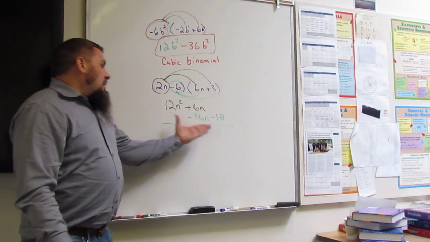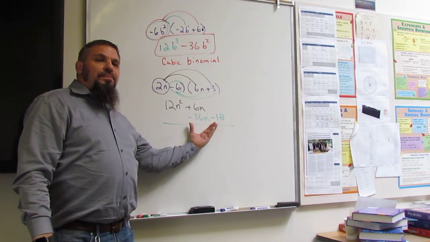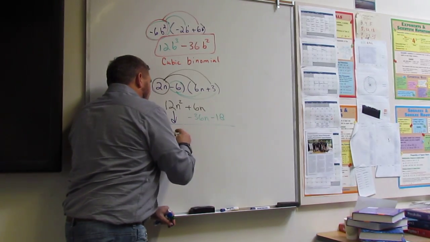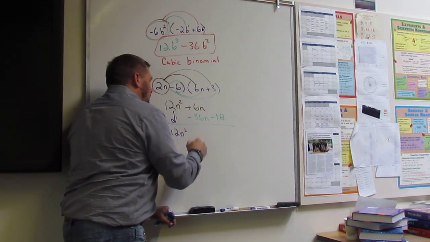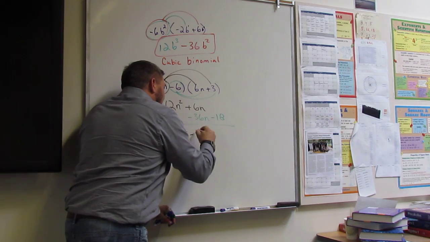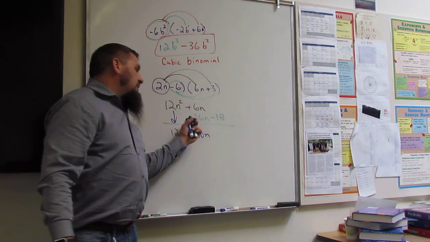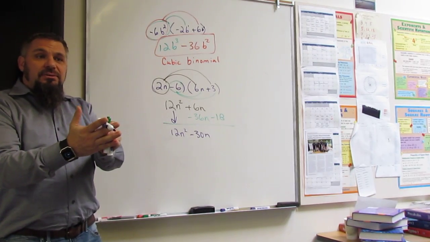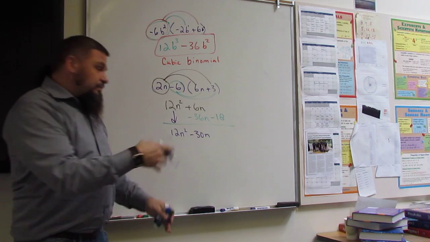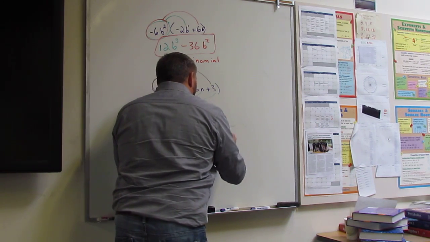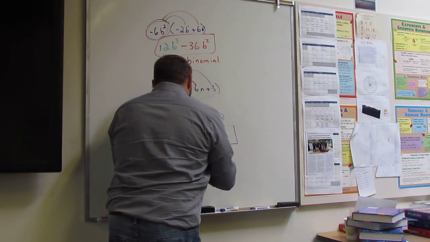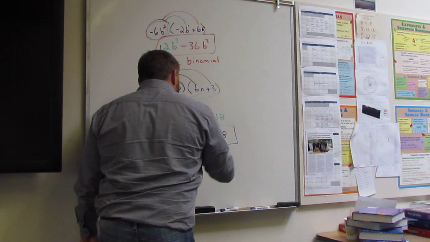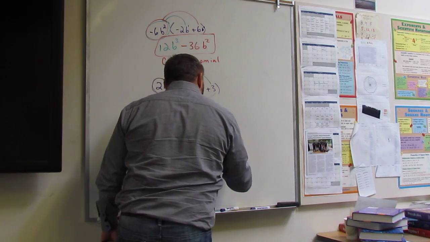Now, because they're in its column, I could just add up everything that's in the column. This doesn't have anything, so it comes down: 12n squared. This becomes minus 30n, because one's a negative and one's a positive, right? So you're actually finding the difference between the two. And then this just comes down, minus 18. And we call that a trinomial, right? 3 pieces. A trinomial.